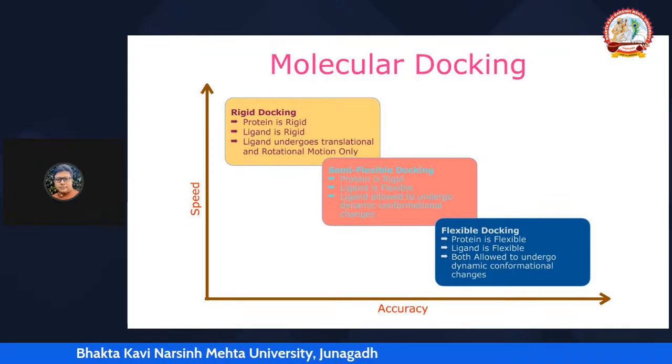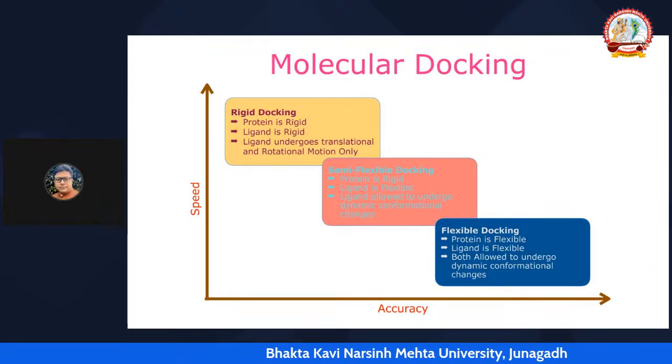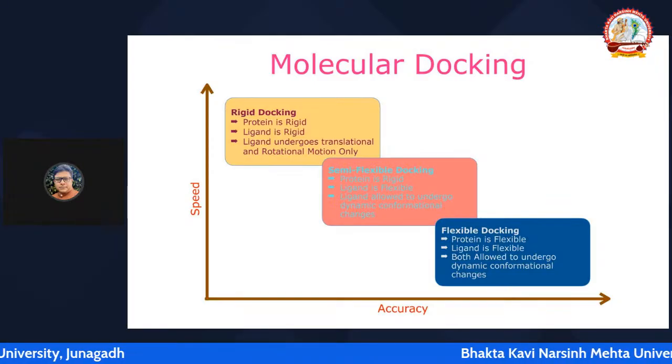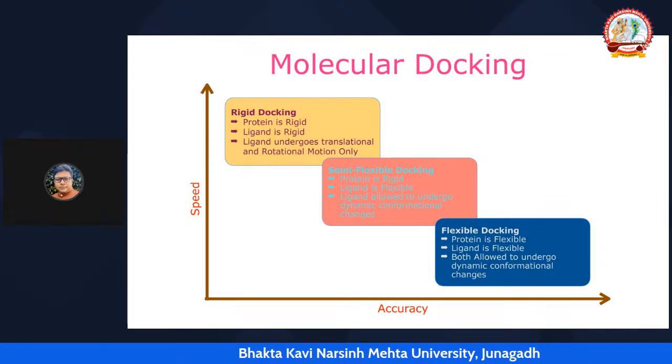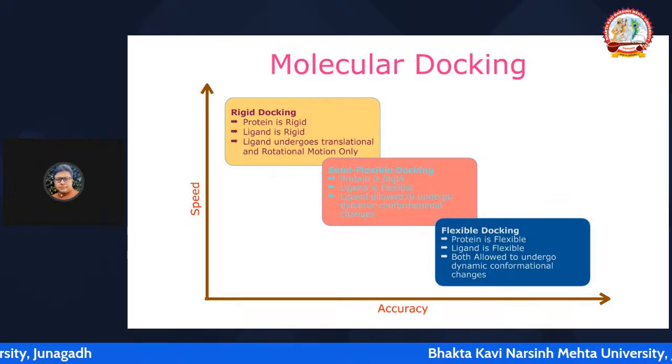So you can see particularly on this graph, there is a speed versus accuracy trade-off. Now, in rigid docking, the protein and the receptor are treated as solid compounds. That means they do not change their shapes. And when structures do not change their shapes, the interactions can be found very fast.